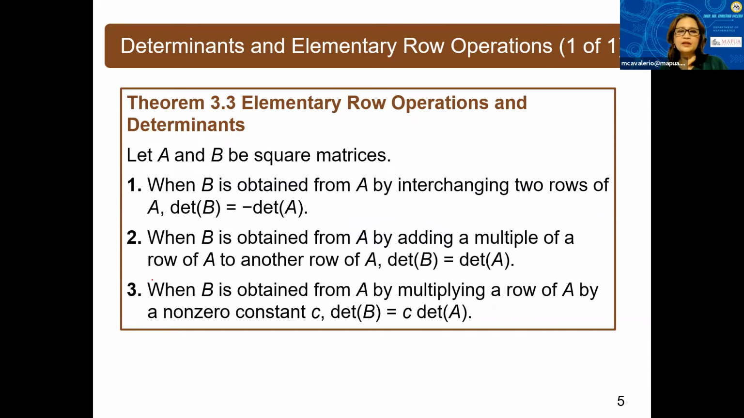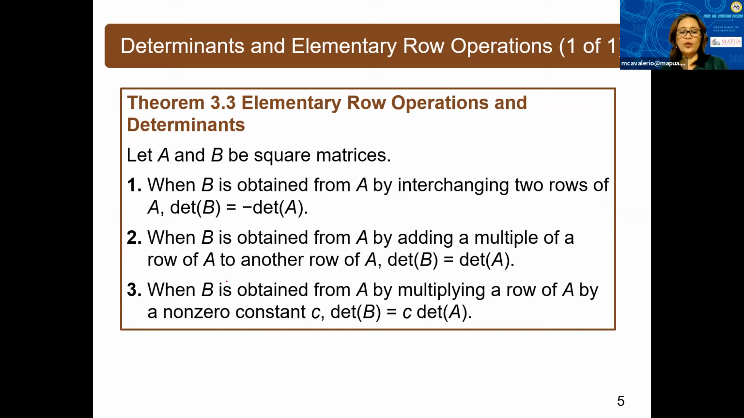Theorem 3.3 tells us about the elementary row operations and determinants. Let A and B be square matrices. When B is obtained from A by interchanging two rows of A, then the determinant of B is the negative determinant of A. When B is obtained from A by adding a multiple of a row to another row of A, then the determinant of B is just the same as the determinant of A. Meaning, adding a multiple of a row to another row of A does not change the determinant of the matrix.